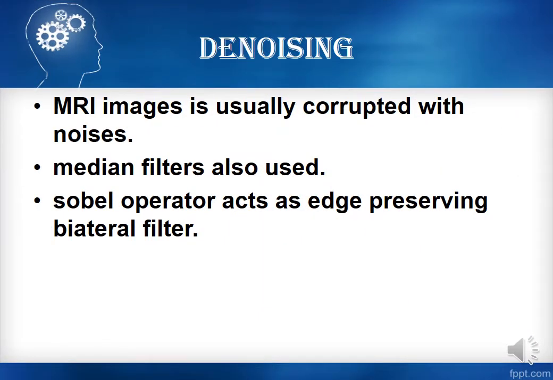MRI images are usually corrupted with n number of noises like magnetic field noises, electric field noises, etc. So we are using different types of filters to remove different types of noises. Here we are using median filters to remove the magnetic field noises and spatial filters to remove some electrical field noises and artifacts. Sobel operator, which is used as an edge detector and which acts as an edge preserving biaxial filter here.